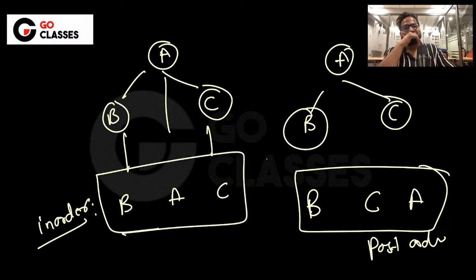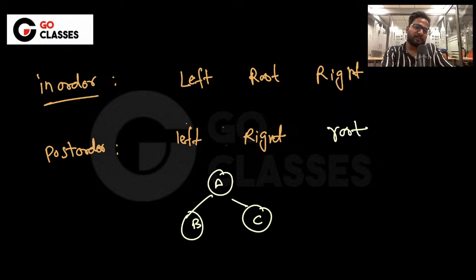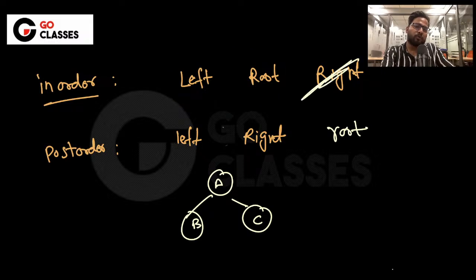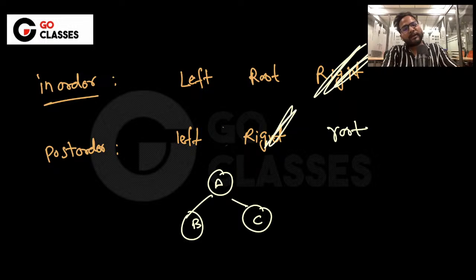But what if you don't have a right child? If you want both of them to be the same, left and root are in the same order, by the way, but the right is coming in between. What if you never have the right? If right is null, then in-order and post-order will be the same.